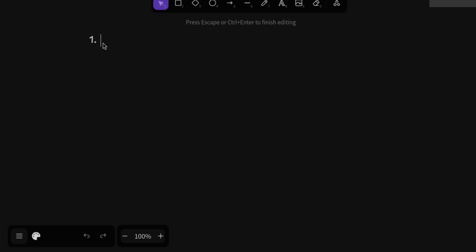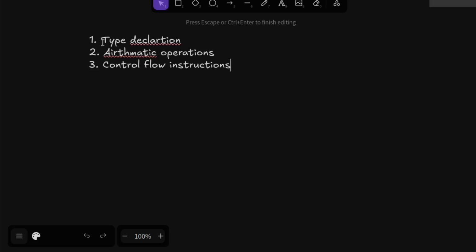First one, a very basic one, is type declarations. Second, which is important, is the arithmetic operations instruction. And third and last is the control flow instruction. We have already learned about type declaration and arithmetic operation, and we discuss the control flow instruction in this lecture.